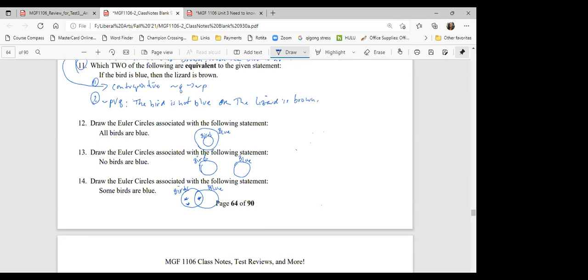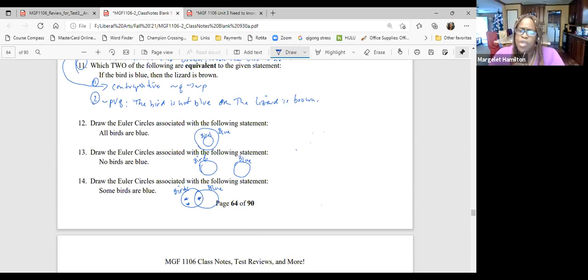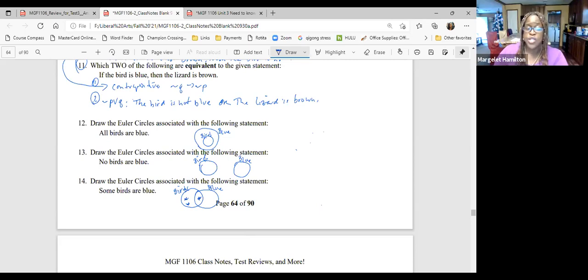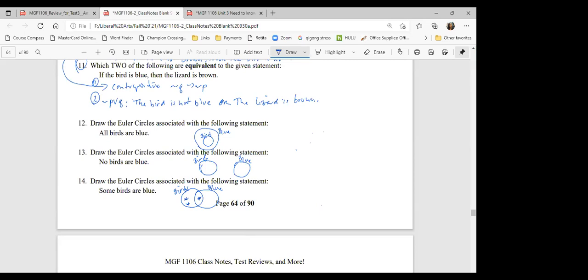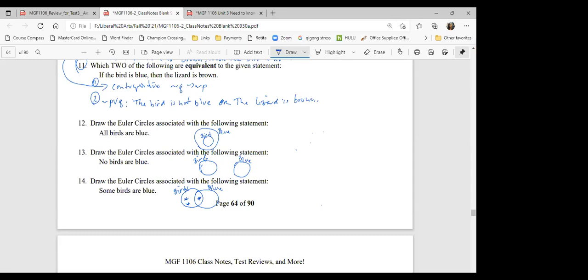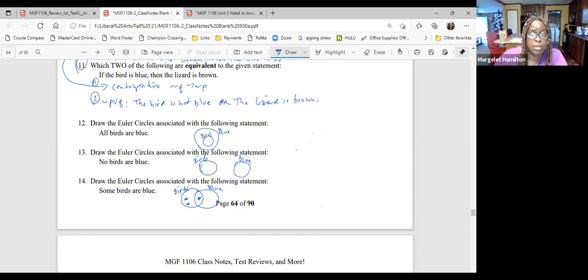No birds are blue. No, not no birds are blue. Try one more. Some birds are not blue. There you go. Some birds, because remember the two circles are still overlapping, so you still have to start off with some. So some birds are not blue, okay? Is everybody all right? Everybody see what I did? Any questions about it?